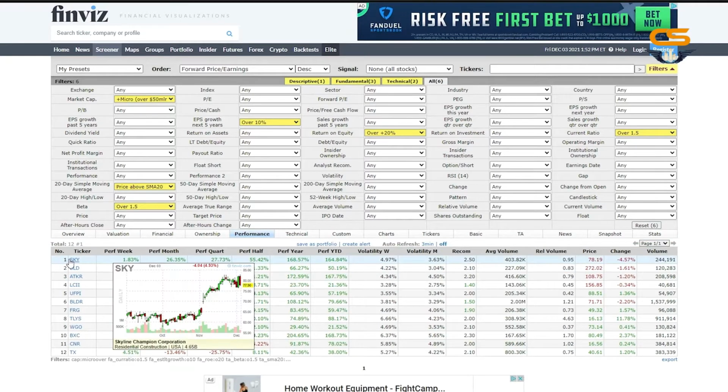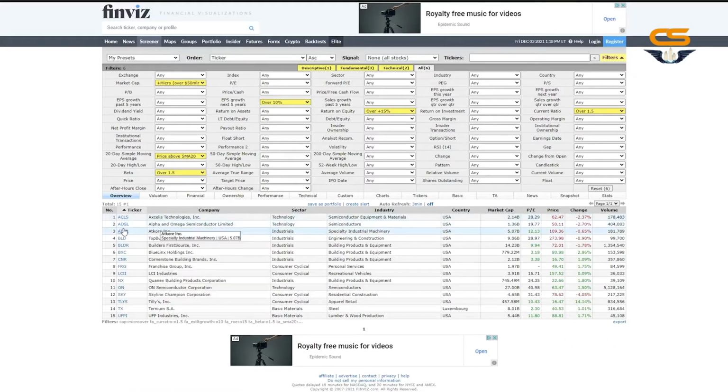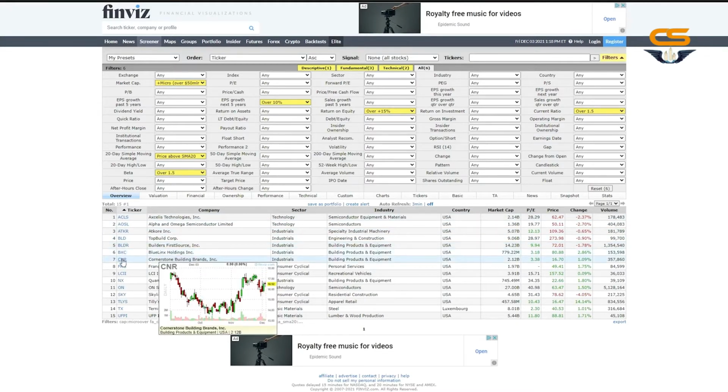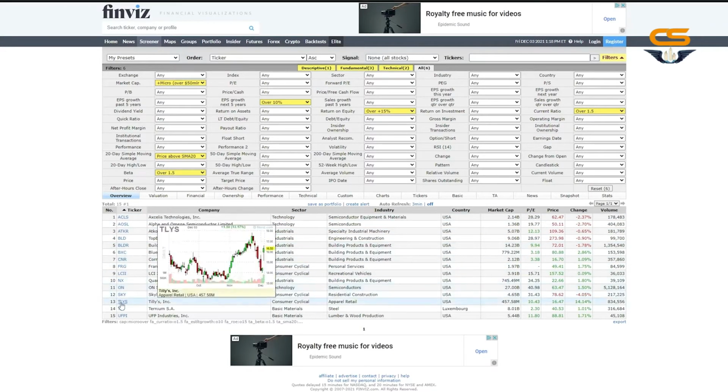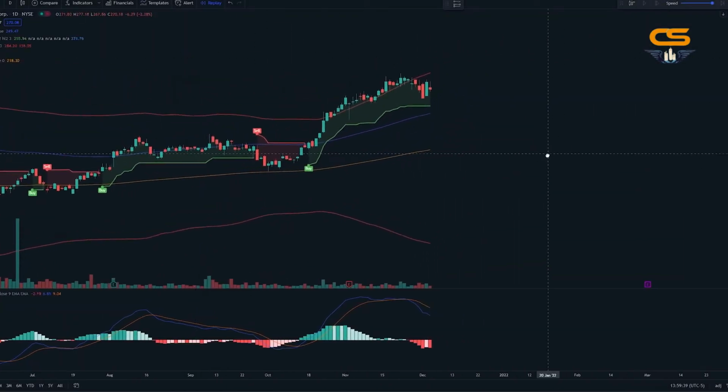You can also hover over the stock's ticker and it'll show you a quick example of what the chart looks like. So you don't have to sit here and open each and every one on TradingView. So what I normally do is I hover over each and every one to see if I like the general style of the chart. Then I'll open it up on TradingView to do some more in-depth technical analysis.